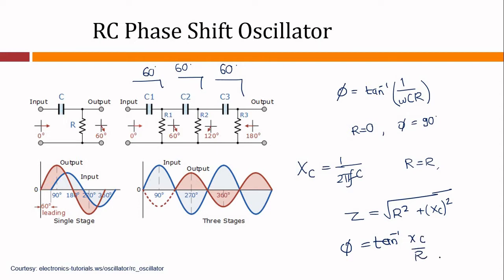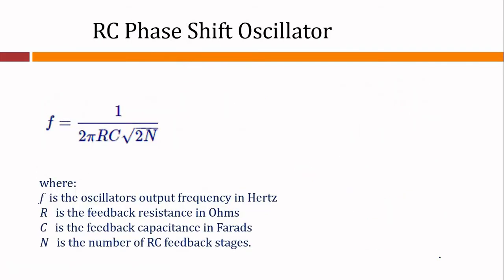So Xc is 1 upon omega C. So I hope this is clear. It's not compulsory that we have to use 3 RC networks or 2. It all depends upon the phase shift provided by each RC network. So this is the frequency of oscillations for an RC network: f equals 1 upon 2 pi RC under root 2n, where n is the number of RC feedback stages.